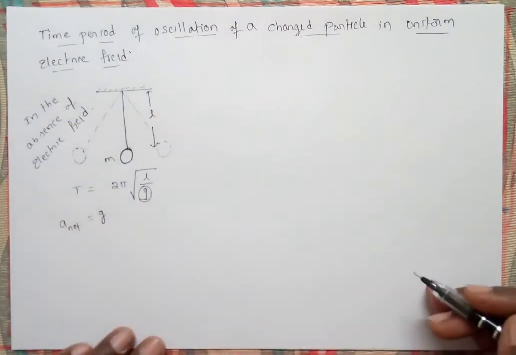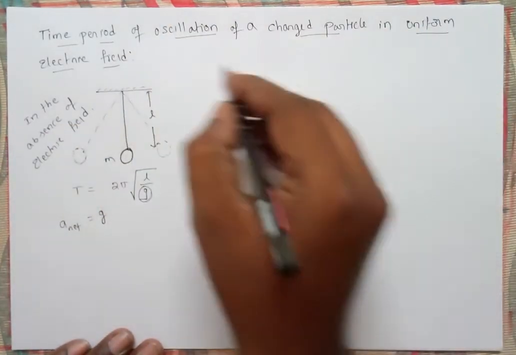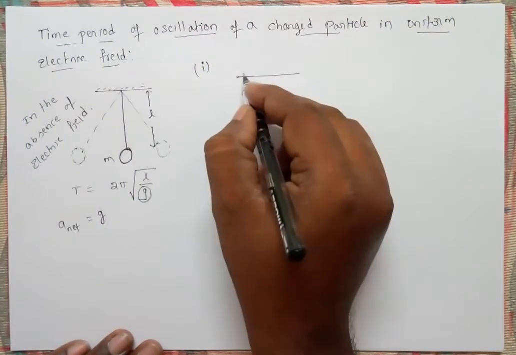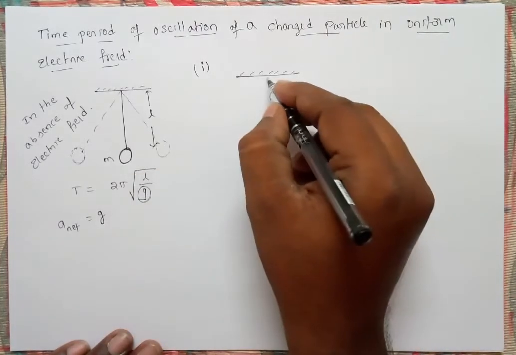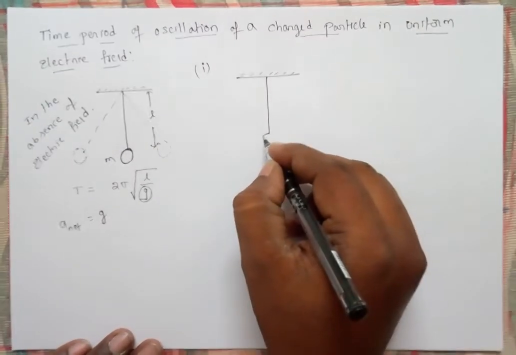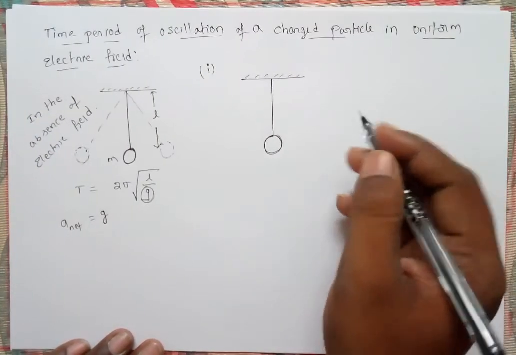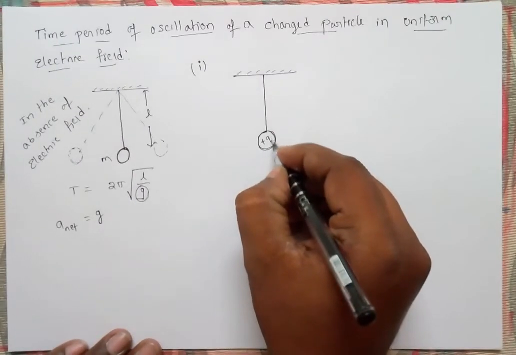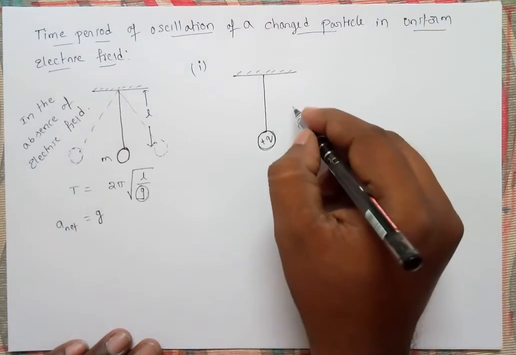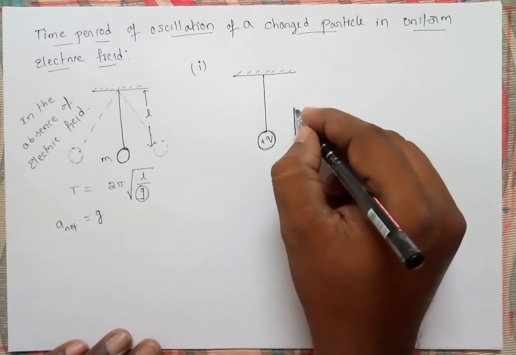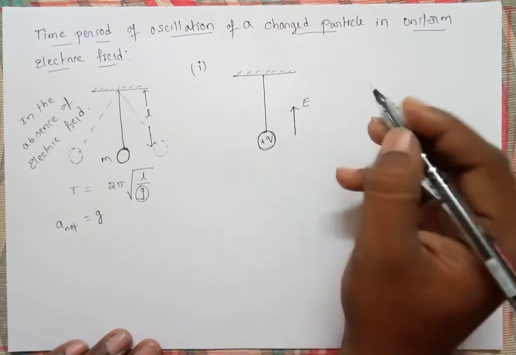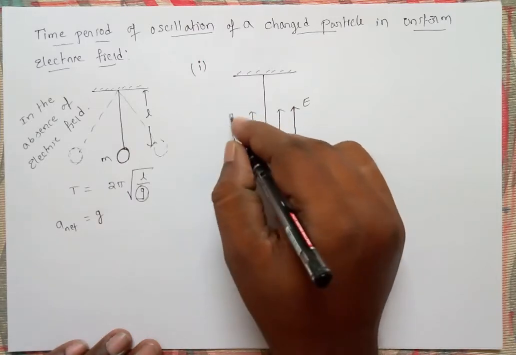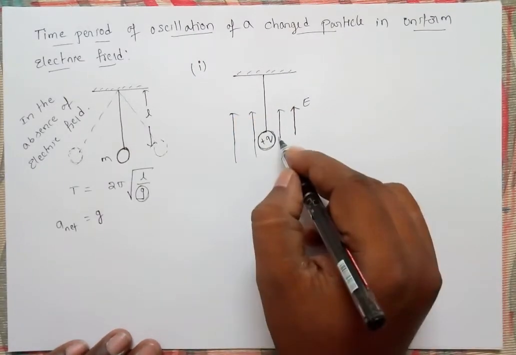Now we'll discuss the cases where an electric field is present. First case, this is the pendulum and this is the charged particle. Whatever charge you take is no issue here. Take a positive charge plus Q with some mass M. Now the electric field is acting in the upward direction, so it is in the presence of a uniform electric field upwards.